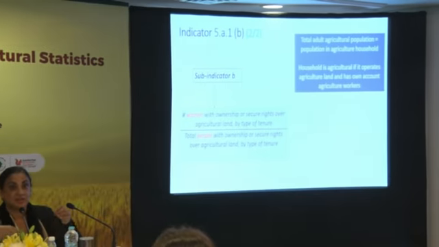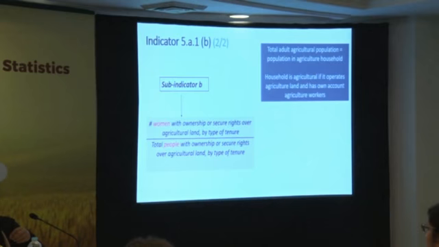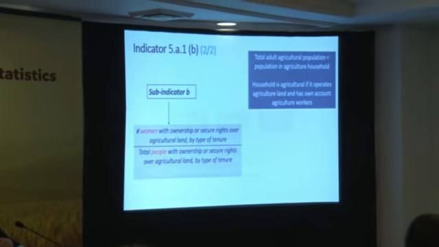So under sub-indicator A, there is a separate calculation made for women and a separate one made for men. For each sex, it's the percentage of that sex in the adult agriculture population that have ownership or secure rights. Next slide. Sub-indicator B then looks at women compared to men. So the number of women with ownership or secure rights over agriculture land divided by the total number of people with ownership or secure rights over agriculture land.